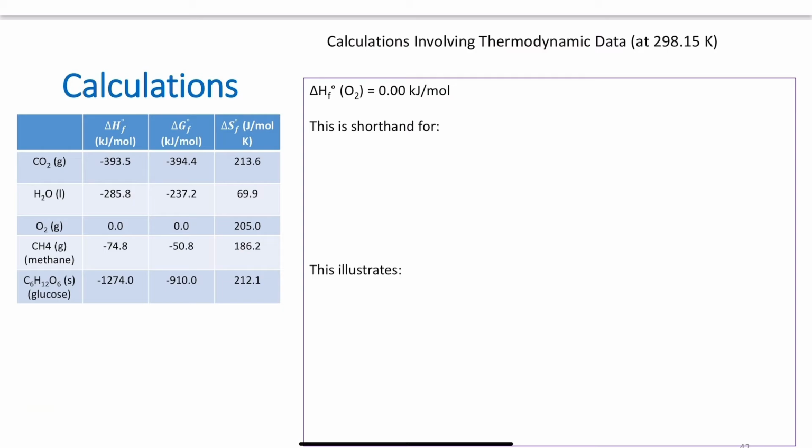If I said delta H formation of O2 is equal to 0 kilojoules per mole, this is like writing O2 gas going to O2 gas, delta H reaction equals 0. Basically, nothing happened. So delta G naught of formation and delta H naught of formation are always 0 for any neutral element in its most stable form because nothing happens.